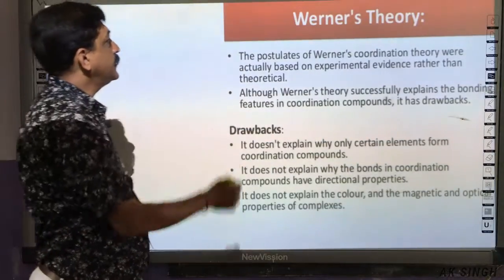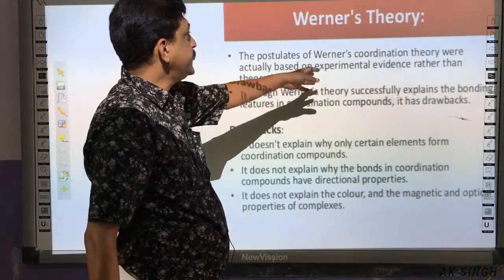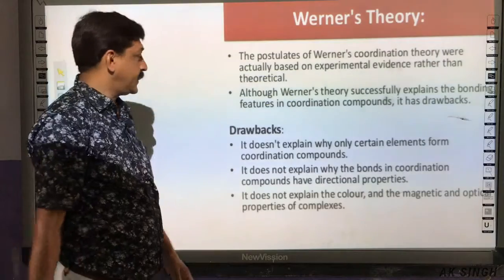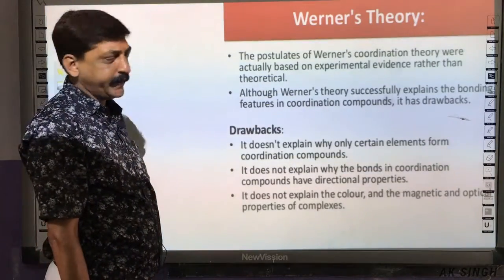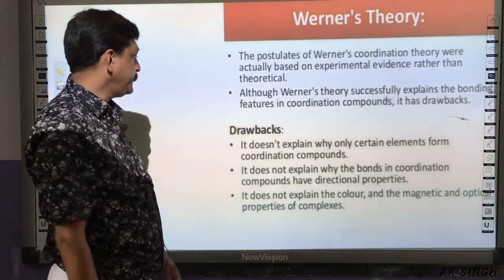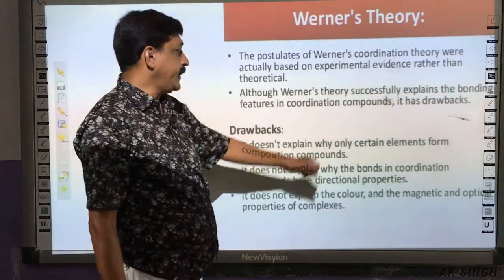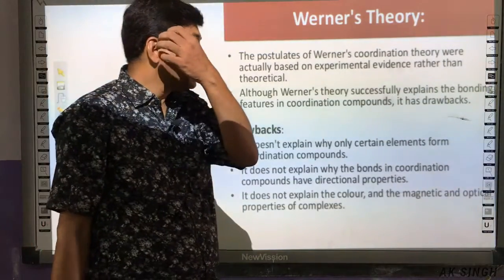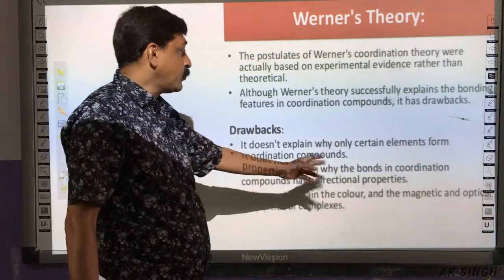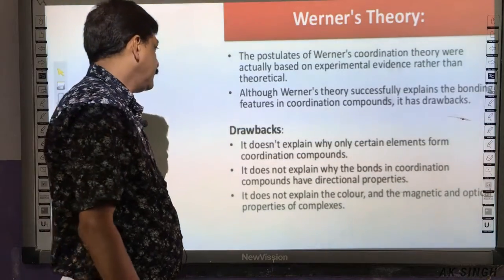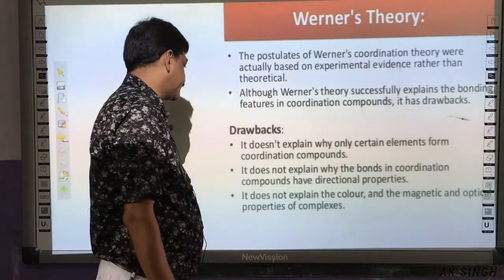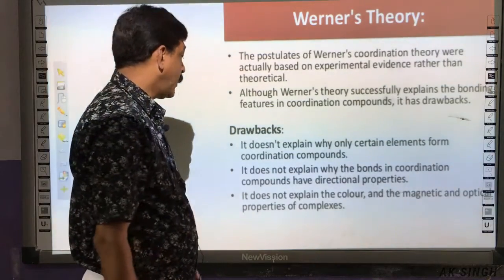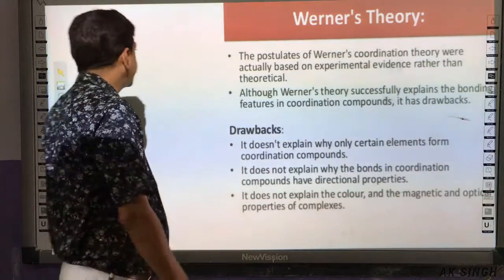Now, these are the postulates. They are based on experimental evidence rather than theory. But there were a few drawbacks in Werner's theory. It doesn't explain why only certain elements form coordination compounds. It does not explain why the bonds in coordination compounds have directional properties, and it could not explain the color and magnetic properties of the complexes.